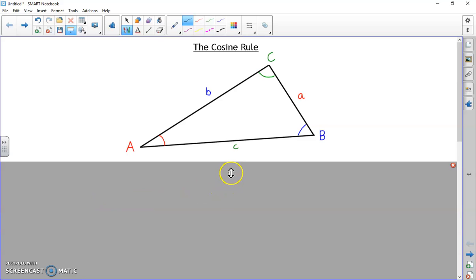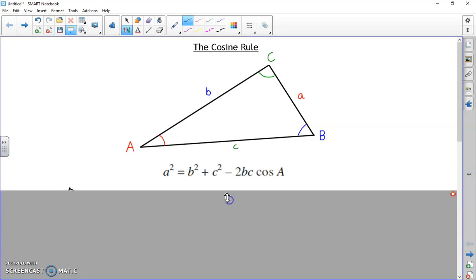And again, this is given to you in the exam, so pause the video and keep notes as we go along. So the cosine rule does look a bit nasty: a squared equals b squared plus c squared minus 2bc cos A. It matches up with that triangle we used last lesson, with capital letters for angles, and lowercase letters for sides.